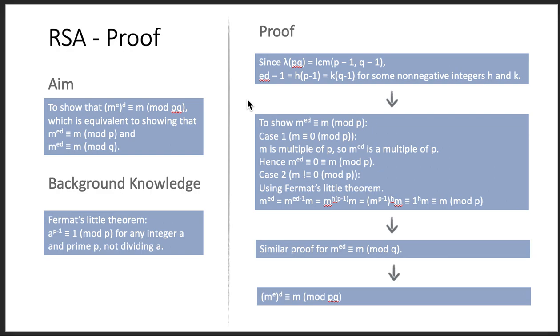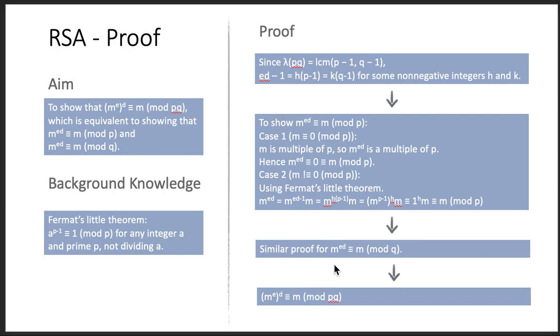For the second case, in which m isn't a multiple of p, we use Fermat's Little theorem. We write m to the power ed as m to the power ed minus 1 times m, and we write ed minus 1 as h times p minus 1. And because of Fermat's Little theorem, m to the power p minus 1 mod p is equal to 1, and 1 to the power h is equal to 1. So m to the power ed is equal to m mod p.